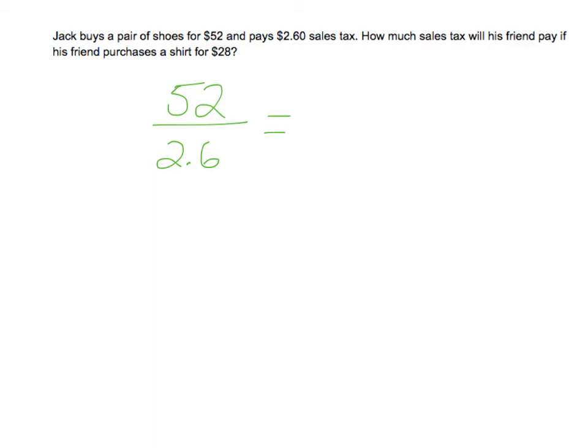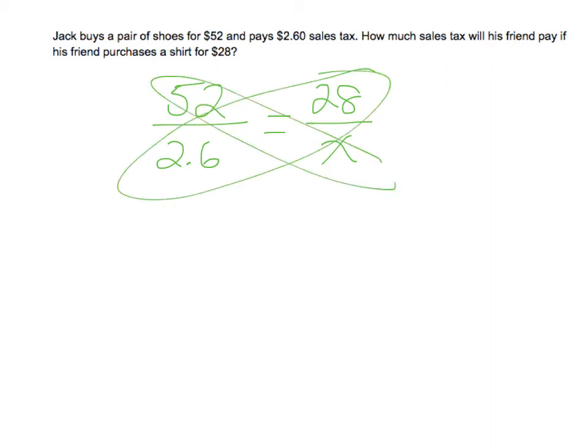I'm going to set that equal to his friend. His friend buys a shirt for $28, and it's going to cost some amount in sales tax. So this is going to be cross-multiplying. So 52 times x is 52x. Remember, you are allowed to use a calculator. So now let's multiply 28 times 2.6. I'm going to cheat. I'm using the calculator. And I get 72.8.